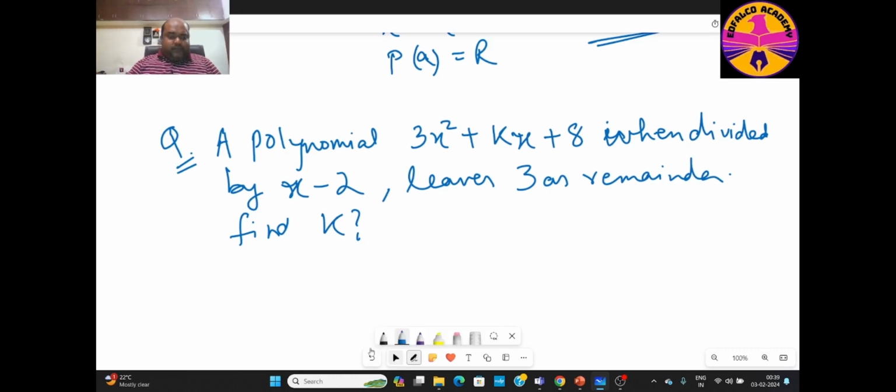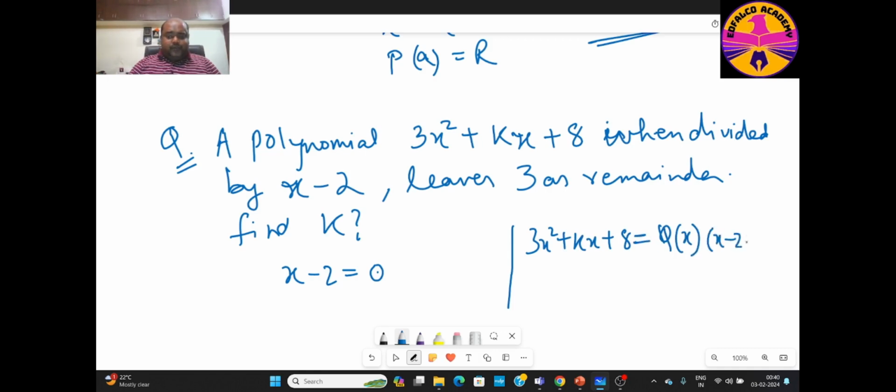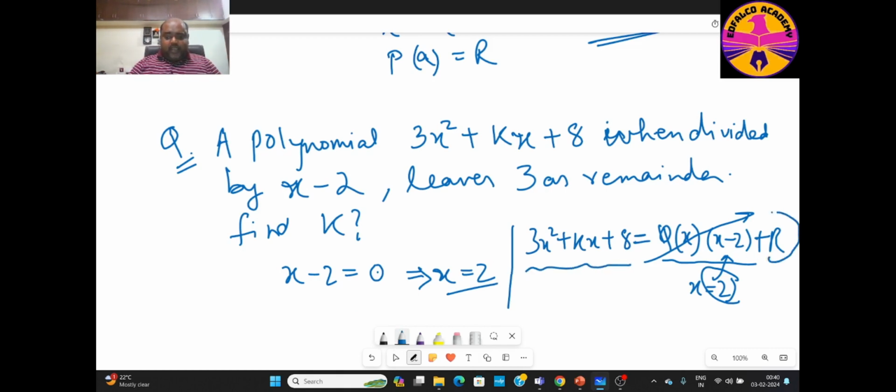So as we saw in the remainder theorem, we will equate simply x minus 2 to 0, right? Because we know that 3x square plus kx plus 8 is nothing but some quotient multiplied by x minus 2, because that is what we are dividing with, plus the remainder. Therefore I want to make this term 0. So I will equate x minus 2 to 0, which means x will become 2. How will I make it 0? By putting x is equal to 2. If I put x is equal to 2, I will make x minus 2 as 0, and this entire term will become 0. And in that case, since I have made x as 2, I will put that value of x in this polynomial also, and that should be equal to my r, which is the remainder.